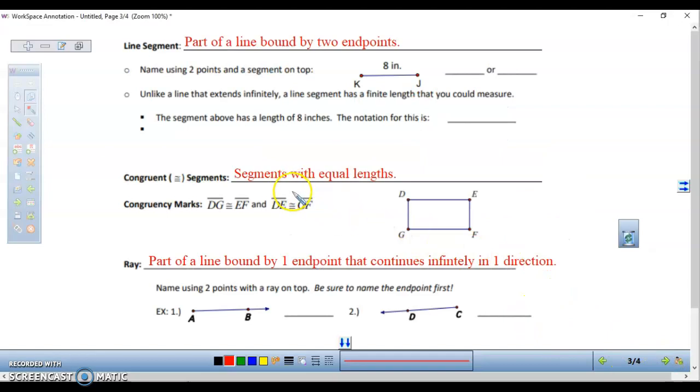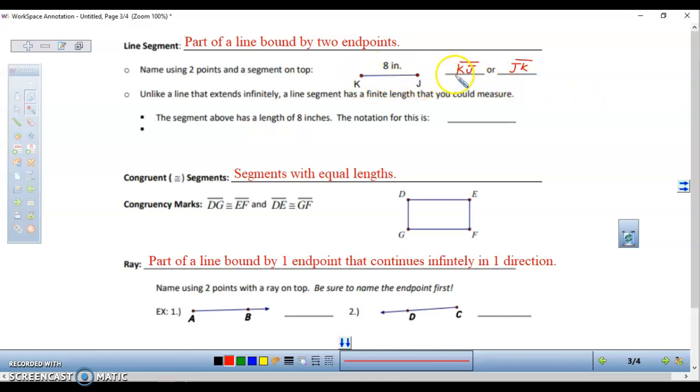All right, next, parts of a line. Now I went ahead and typed this in before I started recording, because my handwriting's so terrible on this tablet. So here we go. A line segment is part of a line bound by 2 endpoints. Here's my line segment. Notice the line is not extended with arrows. All right. If you want to name a line segment, it's just like naming a line, except instead of putting a line with arrows on top, you just put a segment. There you go. So I can name this segment KJ or JK.